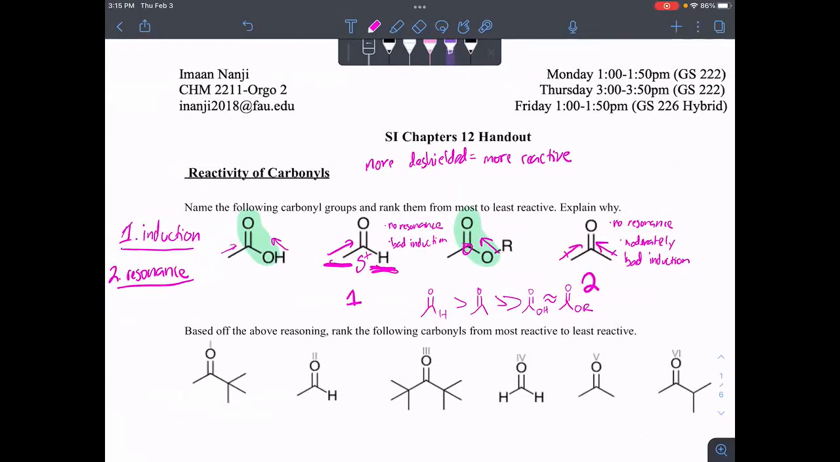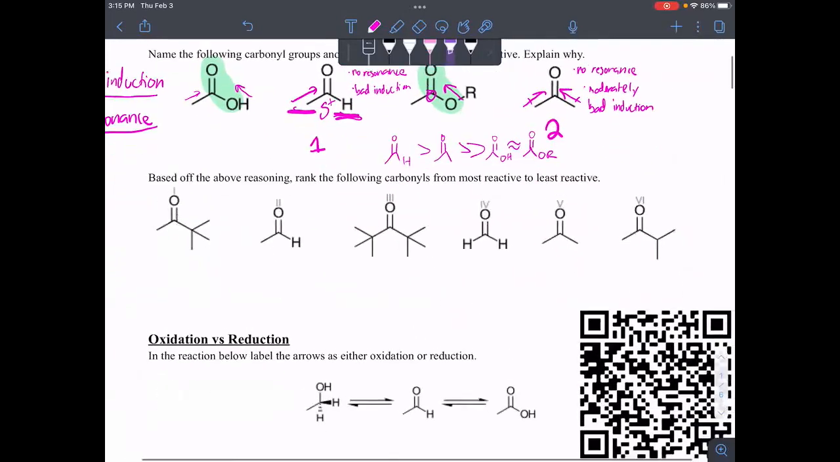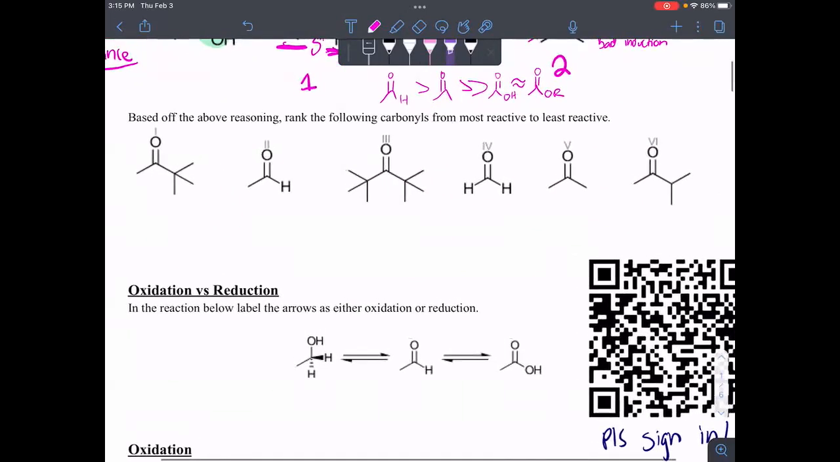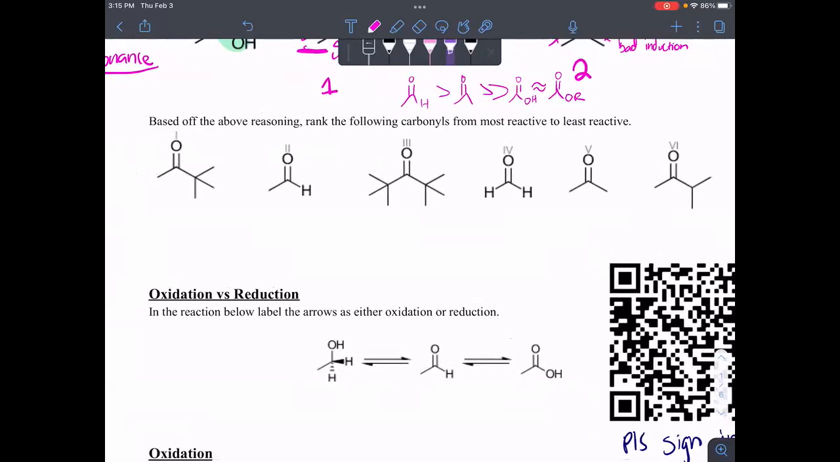Okay, so now that we have that, let's apply the same principle to this problem. So here we're ranking the following carbonyls from most to least reactive again, except we have all ketones. Almost all ketones. So what do you think we're going to apply to find the most versus the least reactive? Resonance or induction? Yeah. And we're trying to find the most reactive.